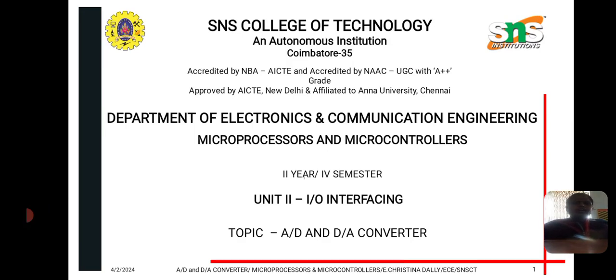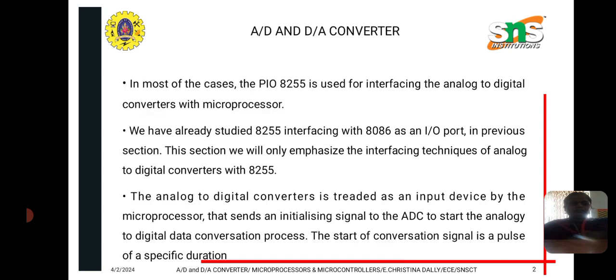Hi everyone. In this lecture series, we are going to see about the A to D and D to A converters. In most cases, a peripheral interface is used for interfacing the analog to digital converters with the microprocessor. We have already studied how the 8255 is interfaced with 8086 as an IO port in the previous video.